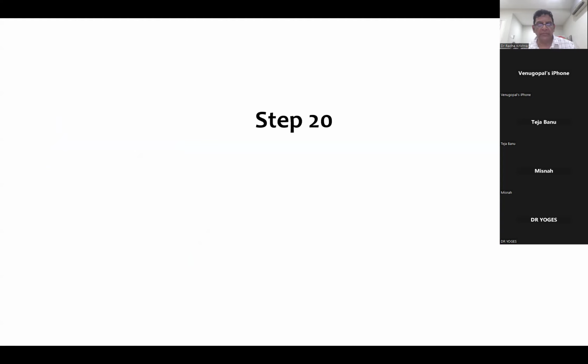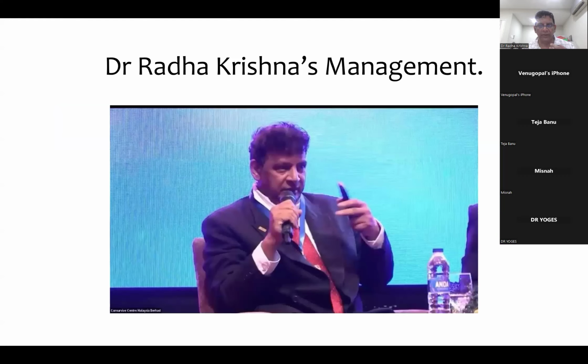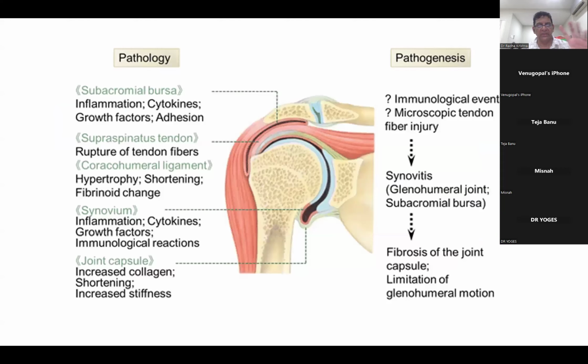Step 20. This is my method of treating patients. This is how I look at the whole problem separately. One of the most important factors we need to see when you look at a shoulder is that inflammation equals cytokines. So the growth factors may be associated with adhesions. There can be a ruptured tendon, and that can cause shortening of the fibers. There can be fibrinoid changes.